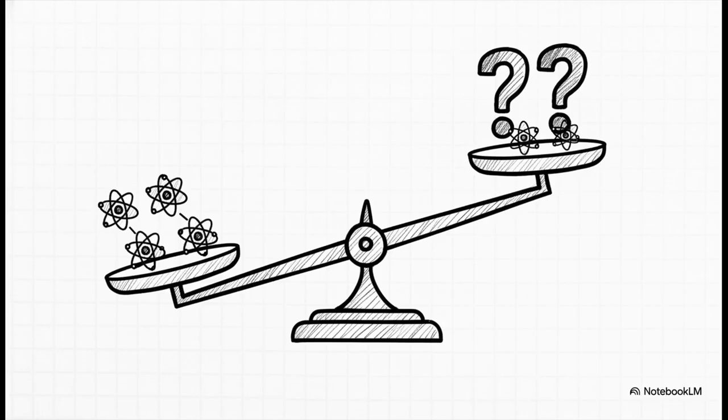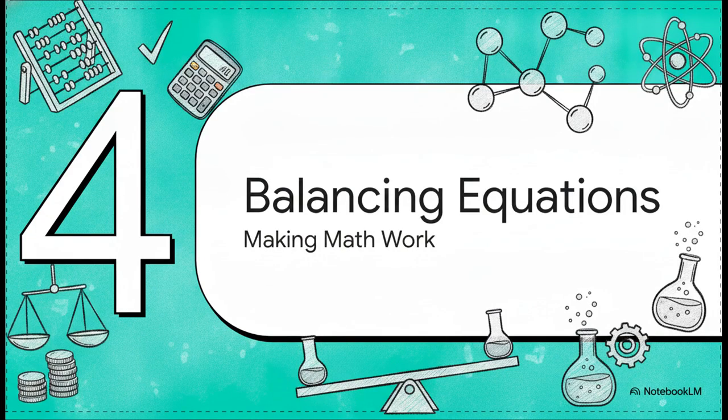Like, where did the other 2 go? And there is no way we can start with 2 oxygen atoms and miraculously end up with 3. Matter can't be created or destroyed, so we've got to fix this equation to reflect reality. Section 4, balancing chemical equations, where we actually make the math work.